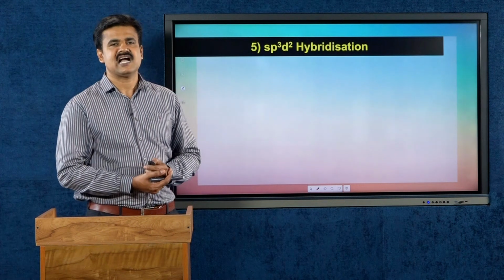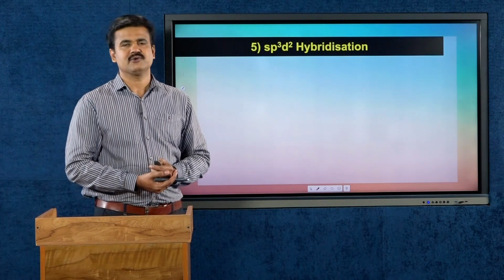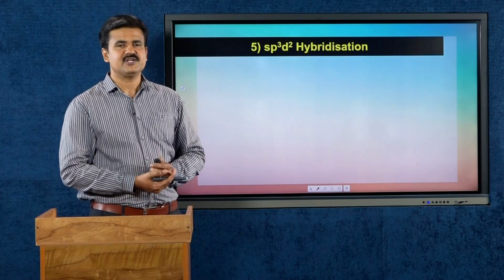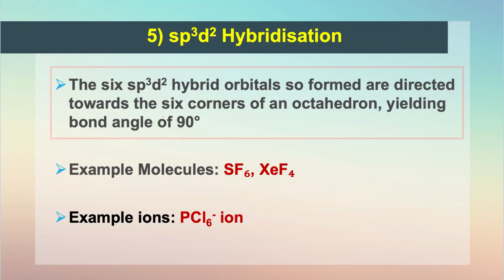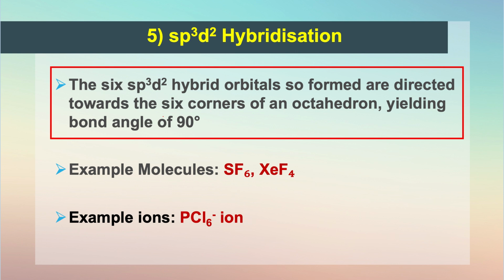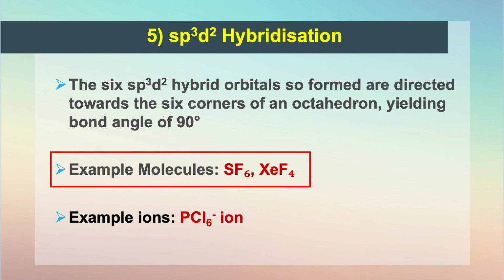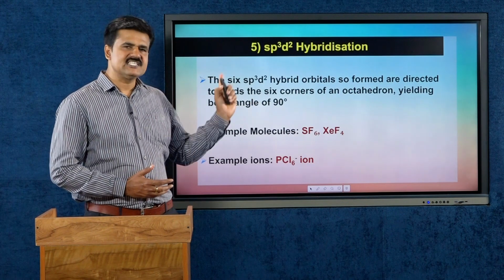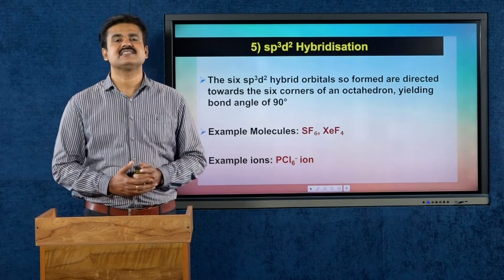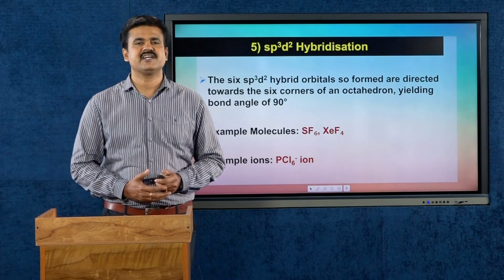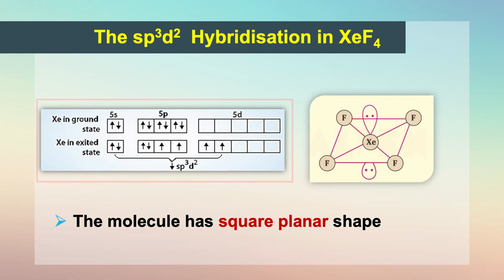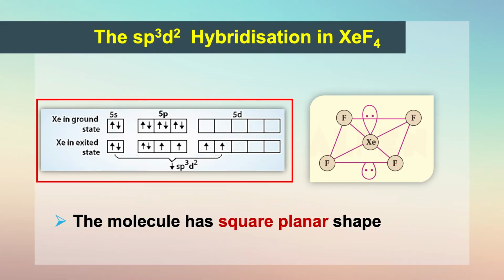Now we are discussing another hybridization for common molecules and ions, that is sp3d2 hybridization. There are 6 sp3d2 hybrid orbitals produced in this hybridization. The 6 sp3d2 hybrid orbitals so formed are directed towards the 6 corners of an octahedron, yielding a bond angle of 90 degrees. The examples of molecules with sp3d2 hybridization are SF6 and XeF4. These are some molecules. In addition to these, the PCl6 minus ion is an ion that exhibits sp3d2 hybridization. We can illustrate sp3d2 hybridization by taking XeF4 as an example.